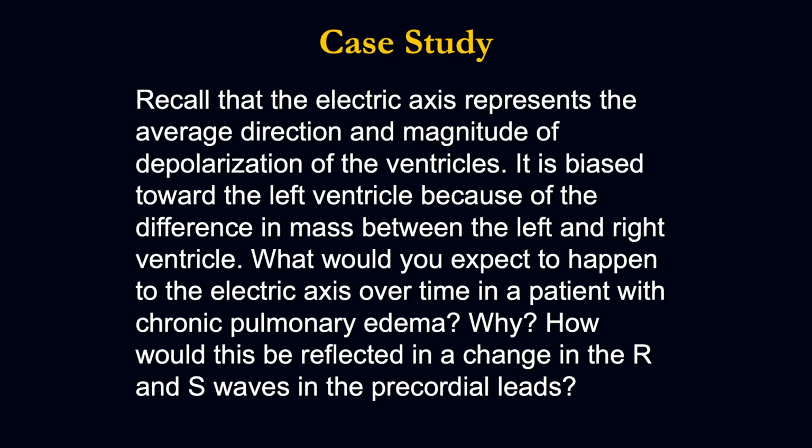So here's a little case study for you to think about. Recall that the electrical axis represents the average direction and magnitude of depolarization of the ventricles. It is biased towards the left ventricle because of the difference in mass between the left and right ventricle. What would you expect to happen to the mean electrical axis over time in a patient with chronic pulmonary edema? Why? And how would this be reflected in a change in the R and S waves in the precordial leads?